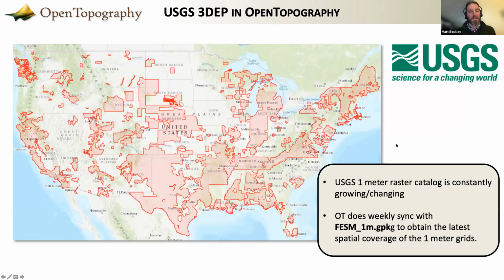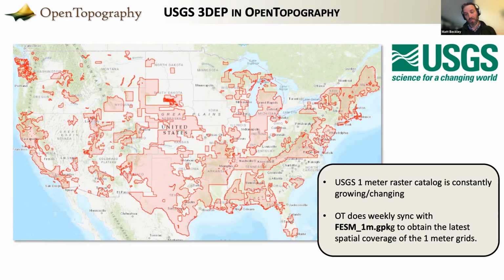Next slide, Chris. So another complication with this, well, not complication, but interesting problem, is the 1 meter DEM is a collection that is continually growing. And so the spatial bounds of available data sets is constantly growing and changing. So we've put in a script that downloads the GeoPackage for the 1 meter DEM that will get the latest spatial bounds of the 1 meter DEM. And then we sync that nightly with what we have. And so we're constantly updating to make sure that we're providing a map of the latest 1 meter coverage.